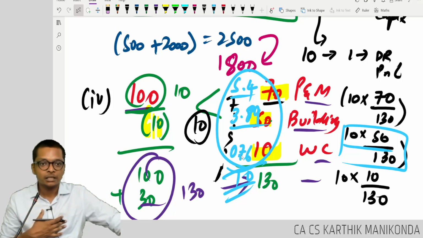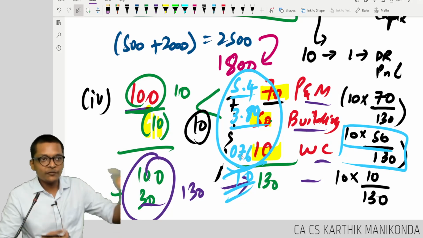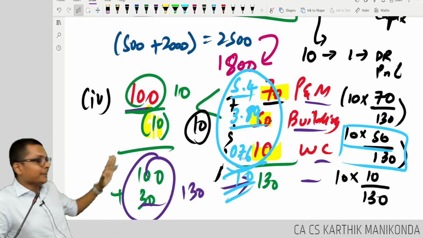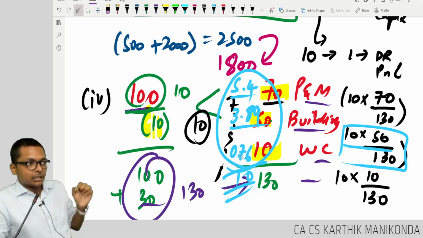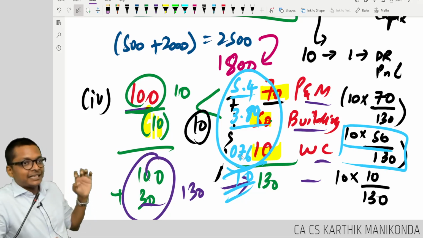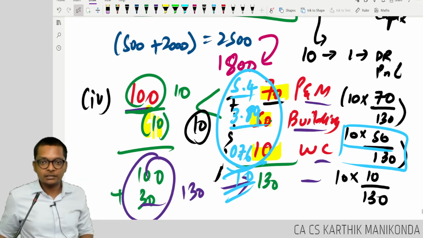Is it coming to 10, guys? Yes. Small rounding off, you made a mistake, I can't help it. But is it coming to 10, guys? That's it. This is how you will split interest in this case. Are you following, guys?